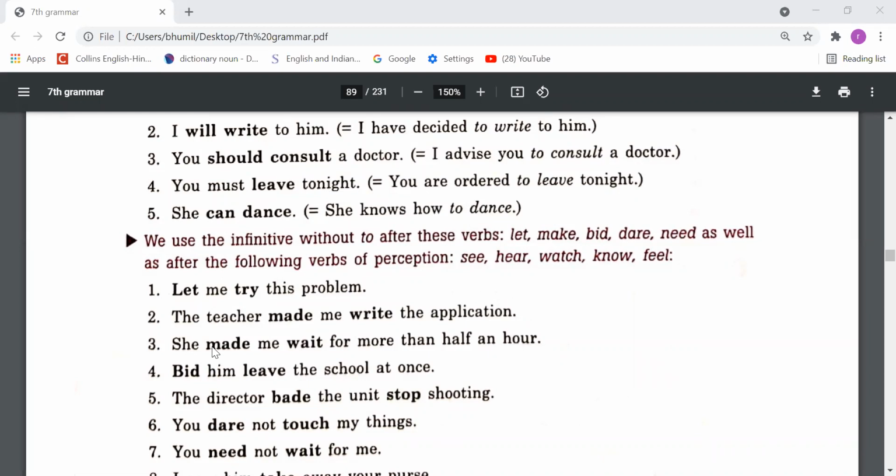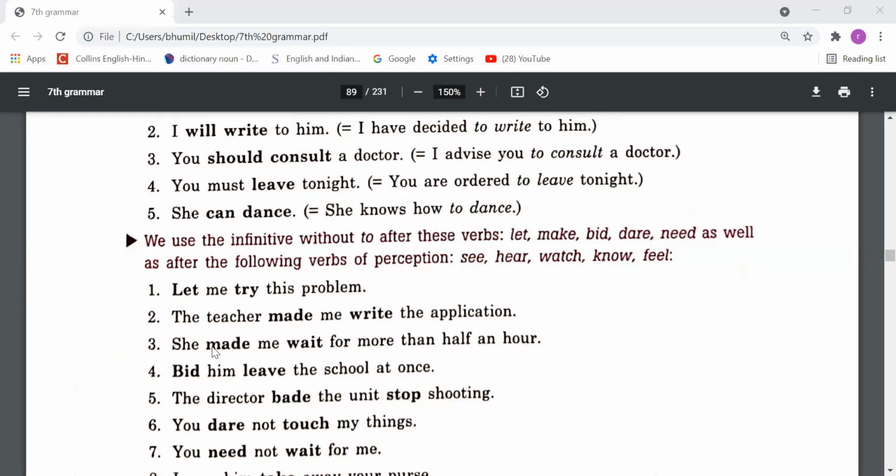Let me try this problem. We should not write here, let me to try this problem. Getting my point? So there is a need to write the second verb. So second verb will come here, bare infinitive after the let.